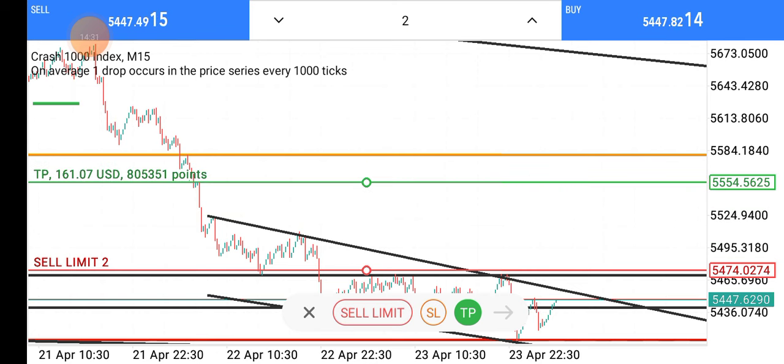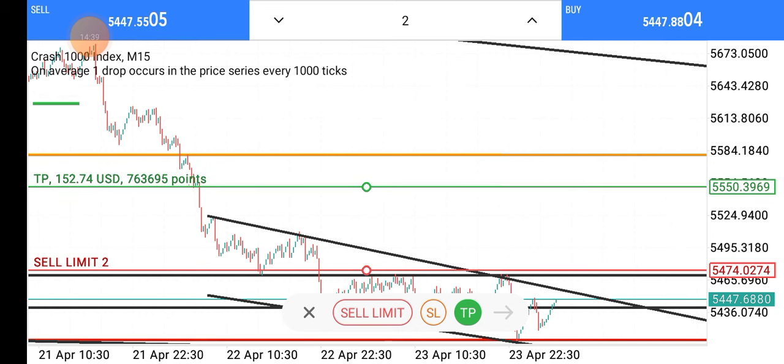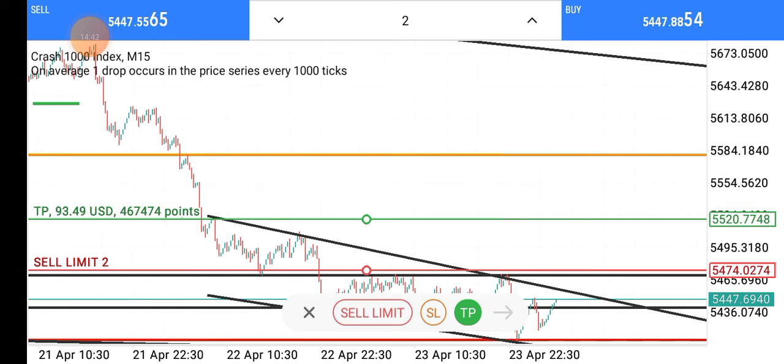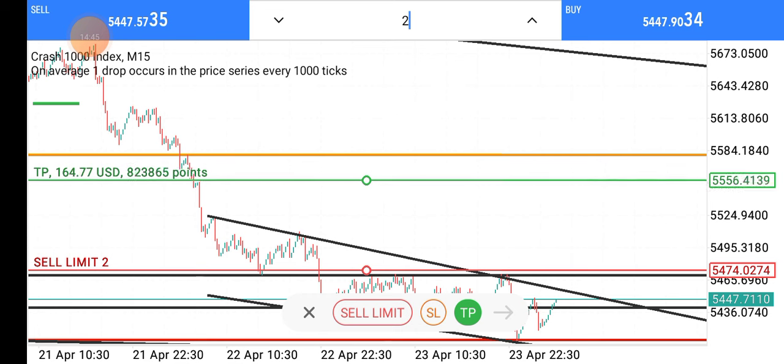Then the third TP, the market will most likely react around this point here, because this looks like another block. So this is $152 for this one. So if you add it together, let's say you open three positions and this plays out, you'll be making how much?